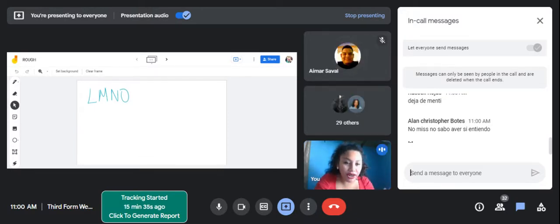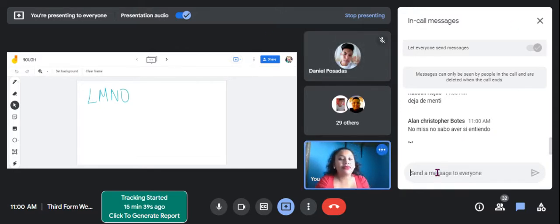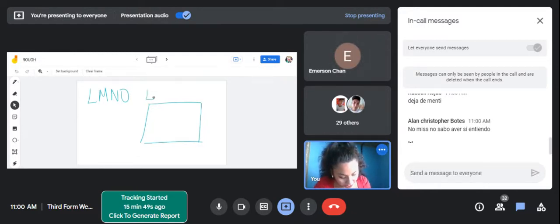4 sides. Very good. 4 sides. So now, I'm just going to draw any shape that has 4 sides because we don't know how the shape is going to look when we draw it. I'm going to label it now. L, M, N, O.